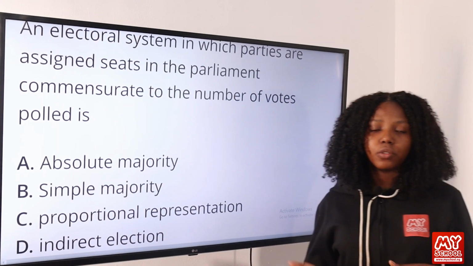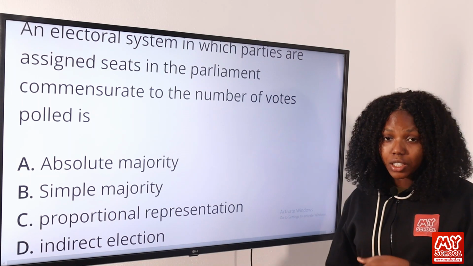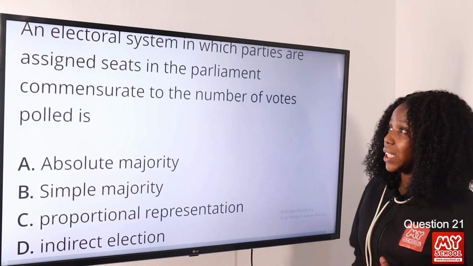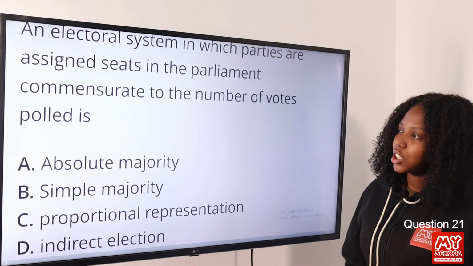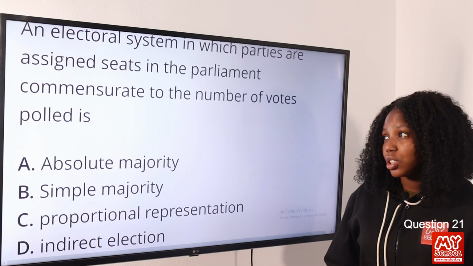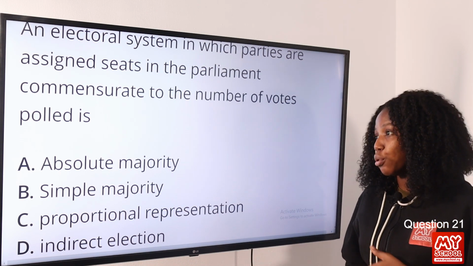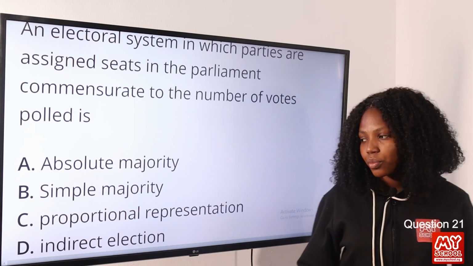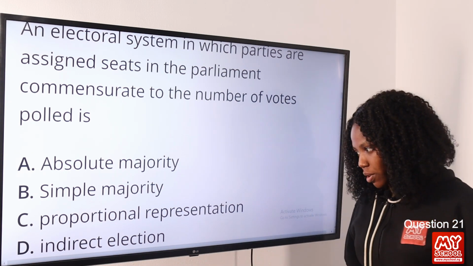Now in this video we're solving questions 21 to 45. Now let's begin with question 21. An electoral system in which parties are assigned seats in the parliament commensurate to the number of votes polled is dash. The answer to this question is proportional representation.